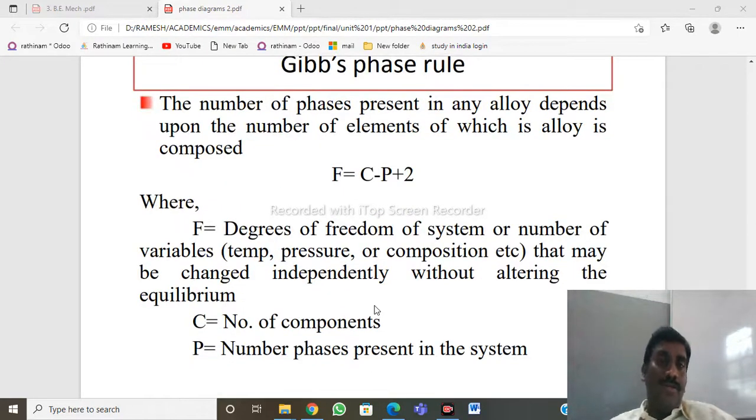So the next concept is the Gibbs phase rule. What is meant by the Gibbs phase rule? Gibbs is a scientist who gave a phase rule for understanding the degrees of freedom. With the help of this formula, F is equal to C minus P plus 2. The number of phases present in any alloy depends upon the number of elements of which the alloy is composed. F is the degrees of freedom, C is the number of components, P is the number of phases present in this system, and 2 is the number of variables.